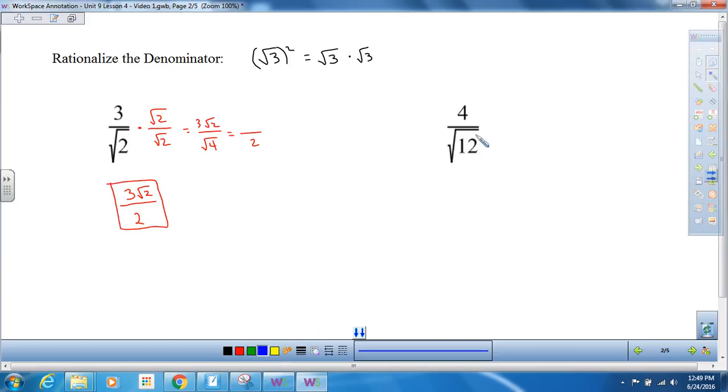All right, we're doing the same thing here. I want to get rid of the square root of 12. I want to get rid of the square root sign. So I multiply top and bottom by square root of 12. I have 4 square root of 12 on top over 12. Two things. Square root of 12 can be simplified, so I need to do that. It can be simplified because 4, one of my perfect squares, goes into it. So square root of 4 is 2.